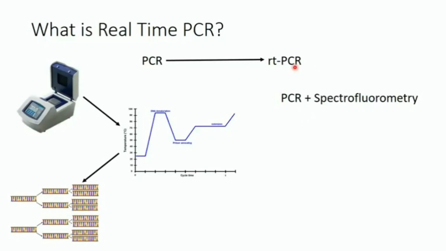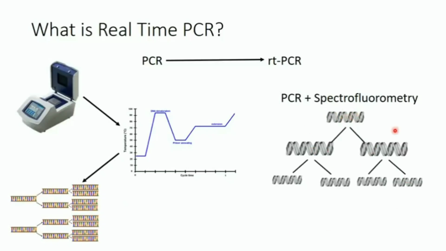So it's like normal PCR, but it's engaged with a spectrofluorometer, which can measure the amount of DNA in my sample continuously during the PCR process or after each cycle. So I will get an estimation of how much DNA I had in each cycle of my PCR process. So let's say this is the PCR. We have double the number of DNA sequences after each cycle. The spectrofluorometer will be measuring the amount of DNA in my sample during the PCR continuously. And this is how it works.